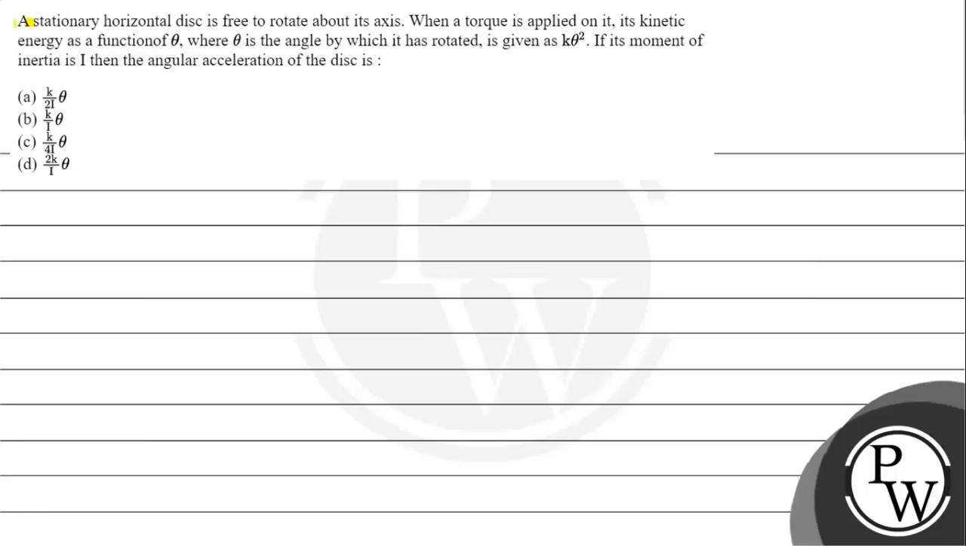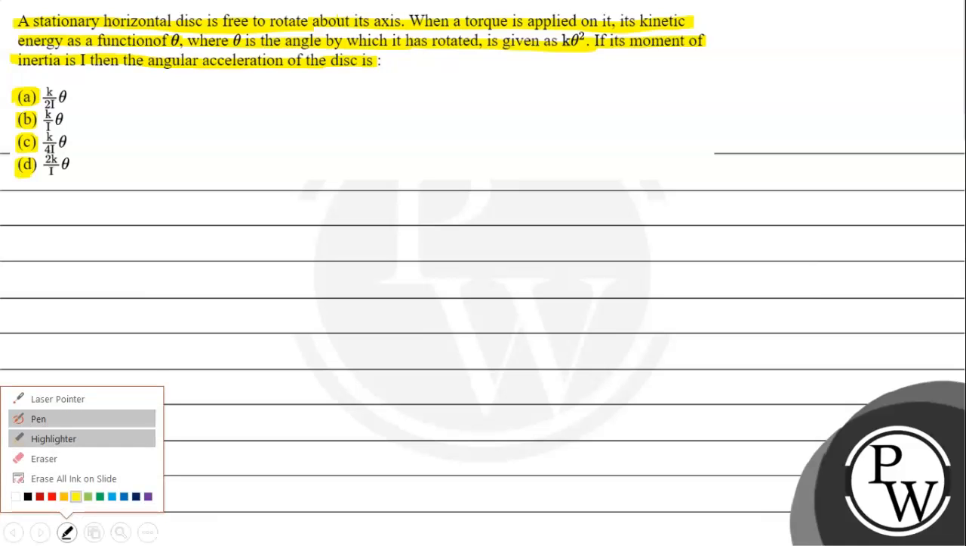The question says a stationary horizontal disk is free to rotate about its axis when a torque is applied on it. Its kinetic energy as a function of theta, where theta is the angle by which it has rotated, is given as k theta square. If its moment of inertia is I, then the angular acceleration of the disk is: option A, k by 2I into theta; option B, k by I into theta; option C, k by 4I into theta; option D, 2k by I into theta.